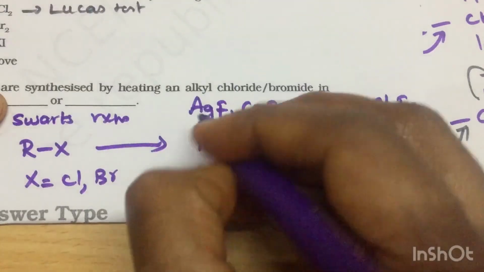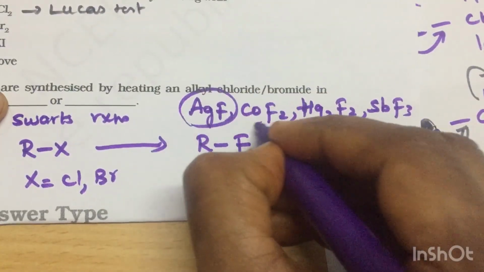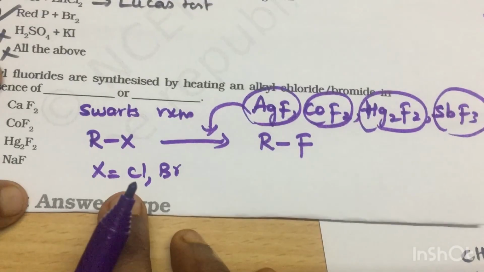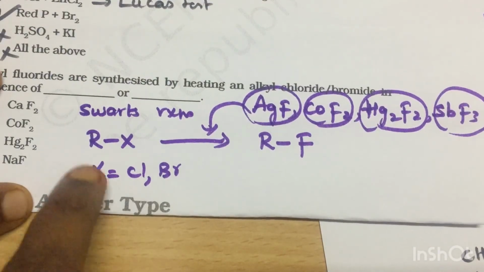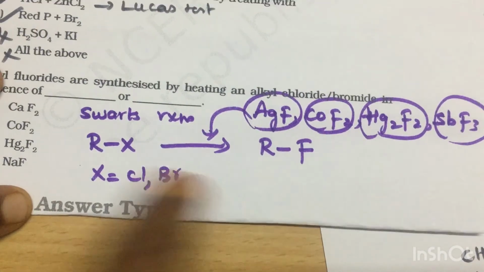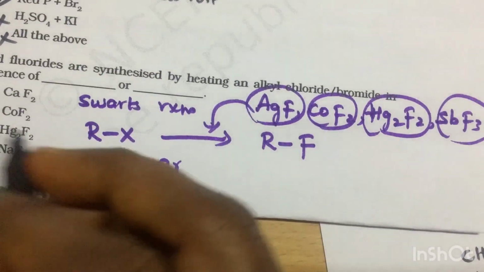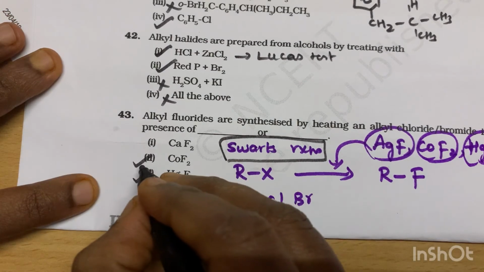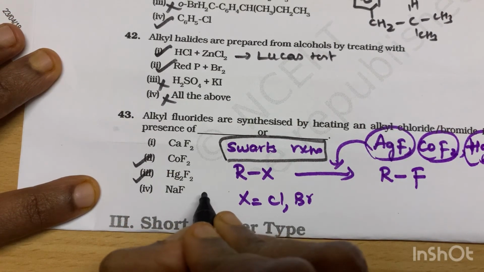Okay, so by using any one of these 4 reagents, you can convert only the alkyl halide, the corresponding chloro and the bromo derivative, to the fluoro derivative. This reaction, what is the name of the reaction? Swarts reaction. So the reagents here are cobalt difluoride and mercurous fluoride.